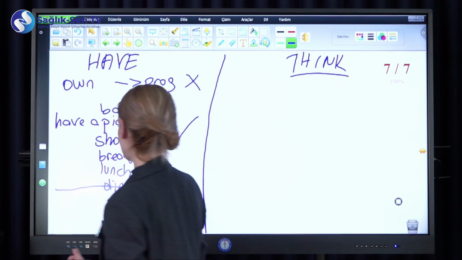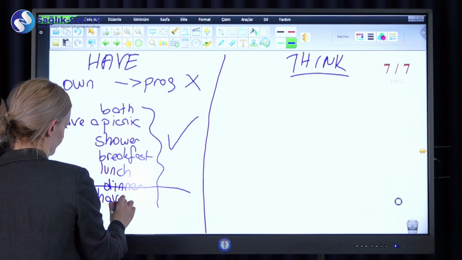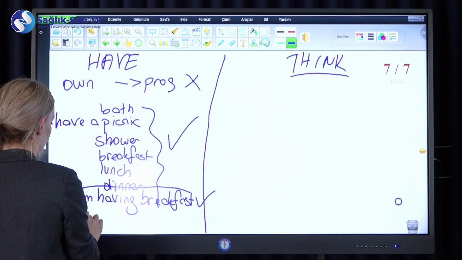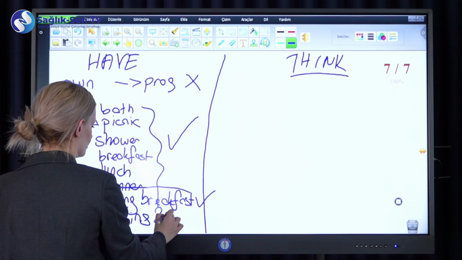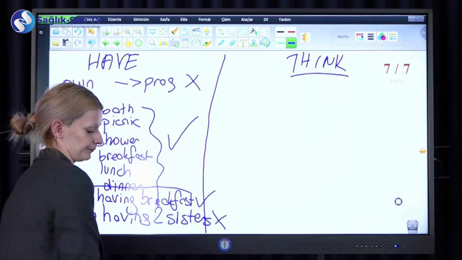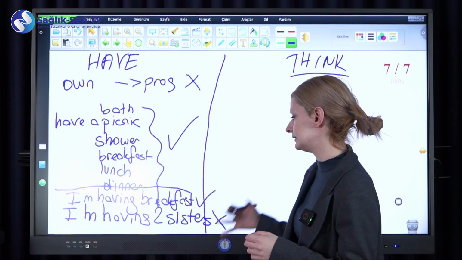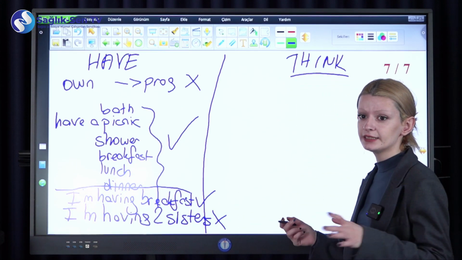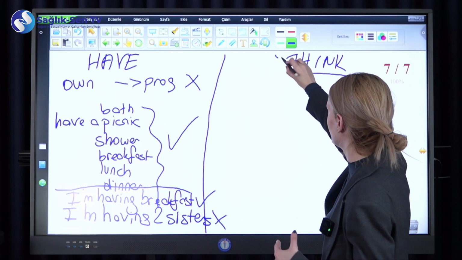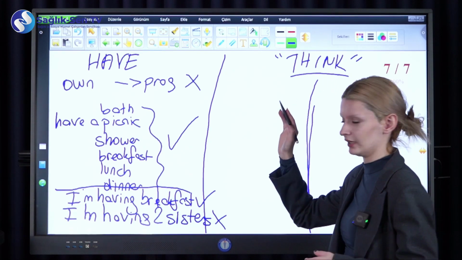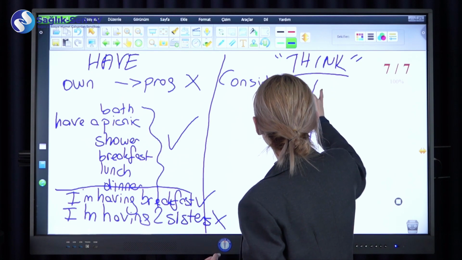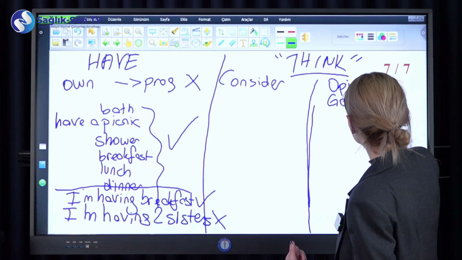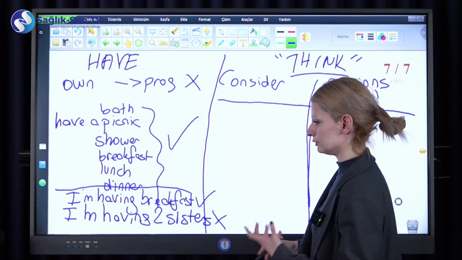For example, I can say, I am having breakfast. This is correct, but I cannot say, I am having two sisters. This is wrong. It depends on the meaning. We have to examine the meaning first and then decide on which tense or which structure we are going to choose. And it's also the same with our verb think, because it can mean two things. First one is consider, and the other one is our general opinions. So it has two meanings that we can use.